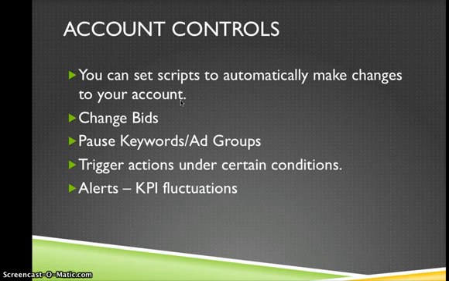And then we can set up alerts. This is one thing we do as a company. So if our KPIs are crazy fluctuating, we use a script to give us an alert for what's going on. And that's just so our account managers don't have to be constantly checking all of our KPIs at all points. The script will just alert us.